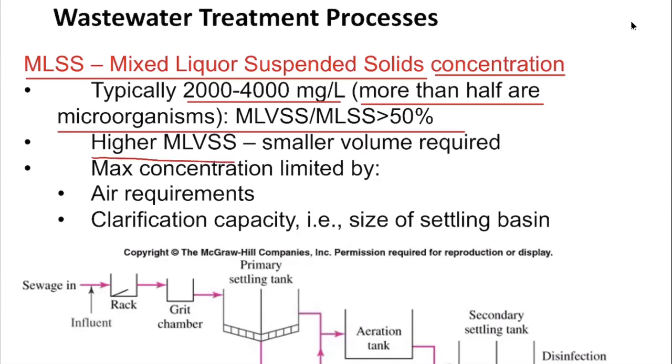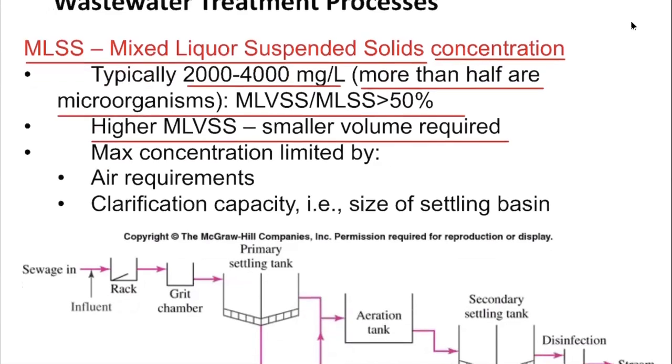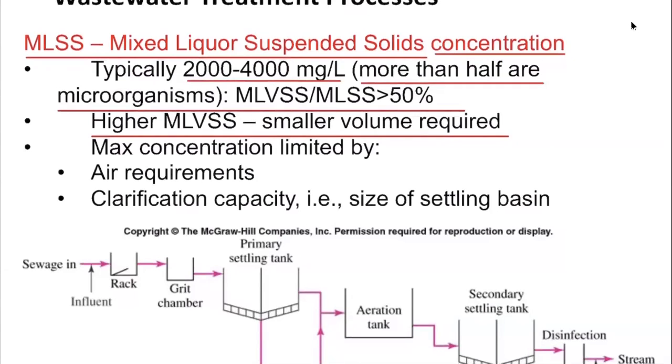So if you have a higher concentration of the MLVSS, which means that you have more bacteria, you can just use a smaller volume of the aeration tank because it's going to be more efficient to remove these organics, right? But it's not always the higher the better. There's always a maximum concentration, which is limited by the following things. The first is the air requirements, because the more bacteria we have, the more air is going to be consumed, right? If you don't put in enough oxygen, then these bacteria are just not going to be able to breathe, and they're going to die, right?